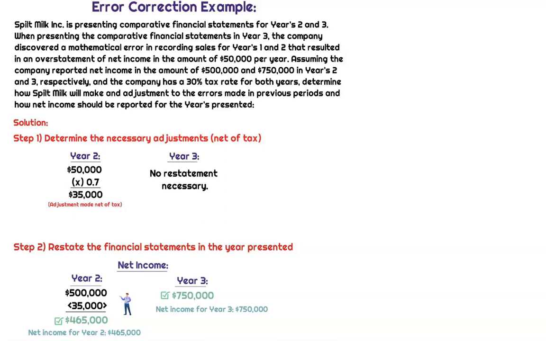So net income would be adjusted to $465,000. The other financial statement that is being presented is year 3, but there was no error in year 3. So we don't need to make an adjustment to year 3 at all.